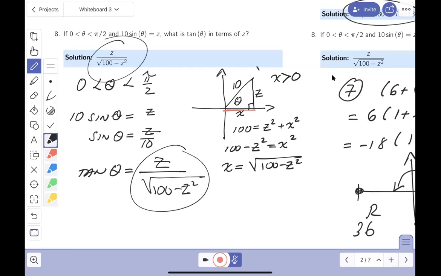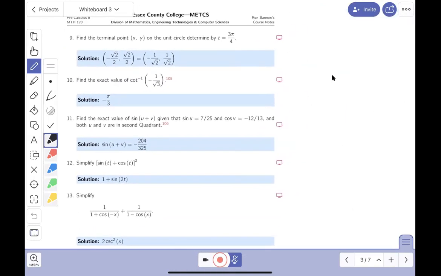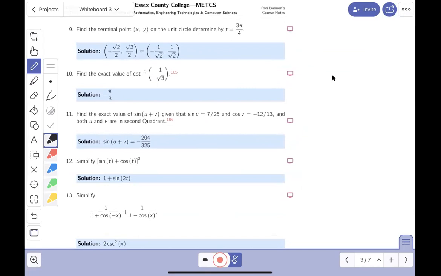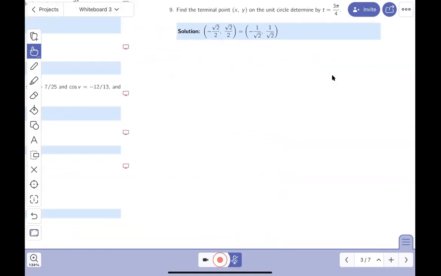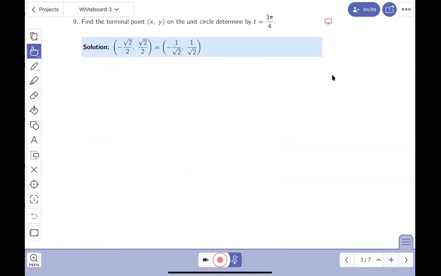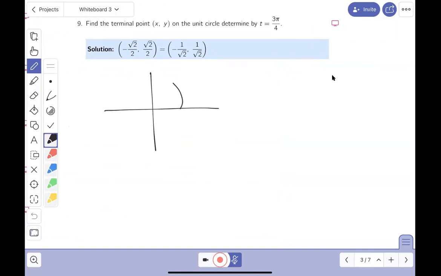All right, we're done with that page. Go to the next page. This is just a review, by the way. Okay? Number 9. I'm going to put on the side for you. Find the terminal point on the unit circle. A unit circle means a circle of radius 1, for t equals 3 pi over 4. Let's see if we can do that. Unit circle. Oh yeah, not very good job. 3 pi over 4.